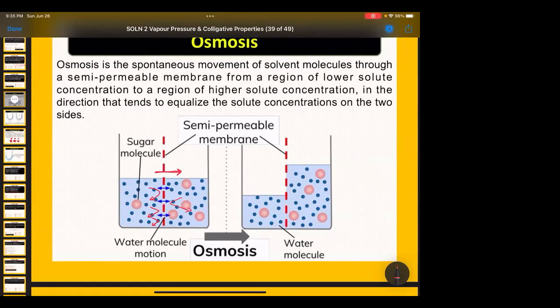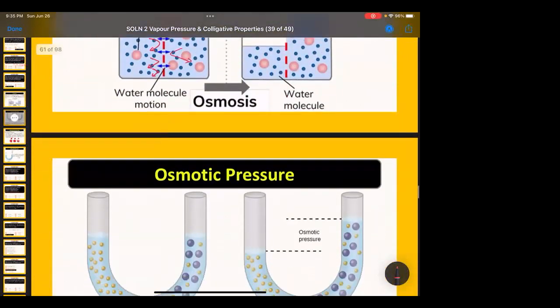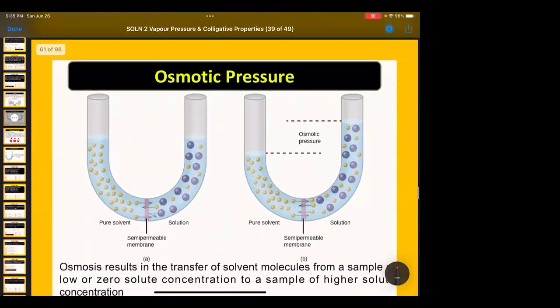And there is an increase in pressure which is felt in the right hand compartment, and the level of the right hand compartment will be raised. So this phenomenon is known as osmosis. You can see over here, this is also osmosis.